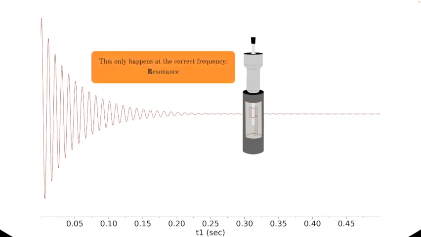And the important thing here is that this only happens at the correct frequency. So you have to put in exactly the right frequency through this coil. In this case, 600 megahertz will excite that resonance and we'll get it going. Other frequencies don't do it. So that's the resonance part of nuclear magnetic resonance.